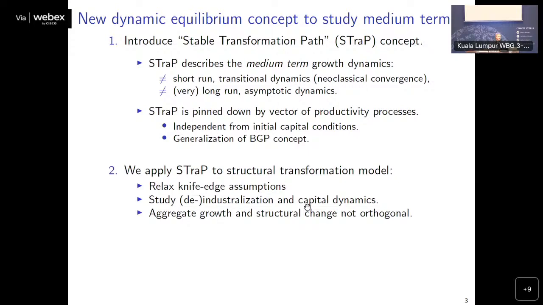And then, and this is what I'll emphasize more in this paper, we apply the STRAP to a structural transformation model. We believe this to be a much more general concept. We're going to apply it to the model that motivated it, which is structural transformation. We're going to be able to relax the knife-edge assumptions that people often use and study these capital dynamics during the time of industrialization and deindustrialization. And so when we relax these conditions, we're going to have aggregate growth and structural change intimately connected.